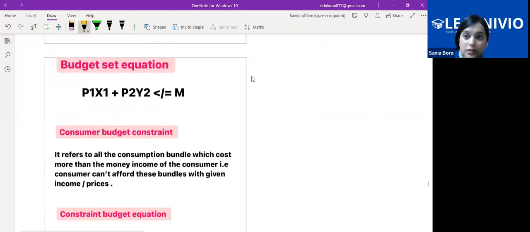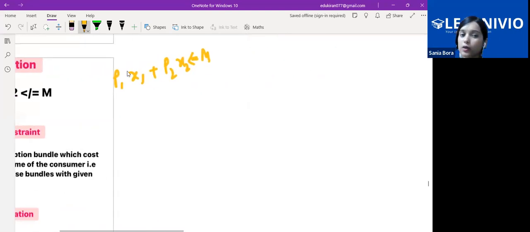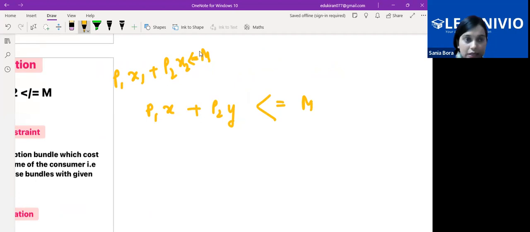Just ignore the way it looks, because I can't write it like this. P1 X1 is the price of the first commodity times the quantity of the first commodity, and P2 X2 is the same for the second commodity, less than or equal to M. You can write it like this, P1 X plus P2 Y. M is your money income.